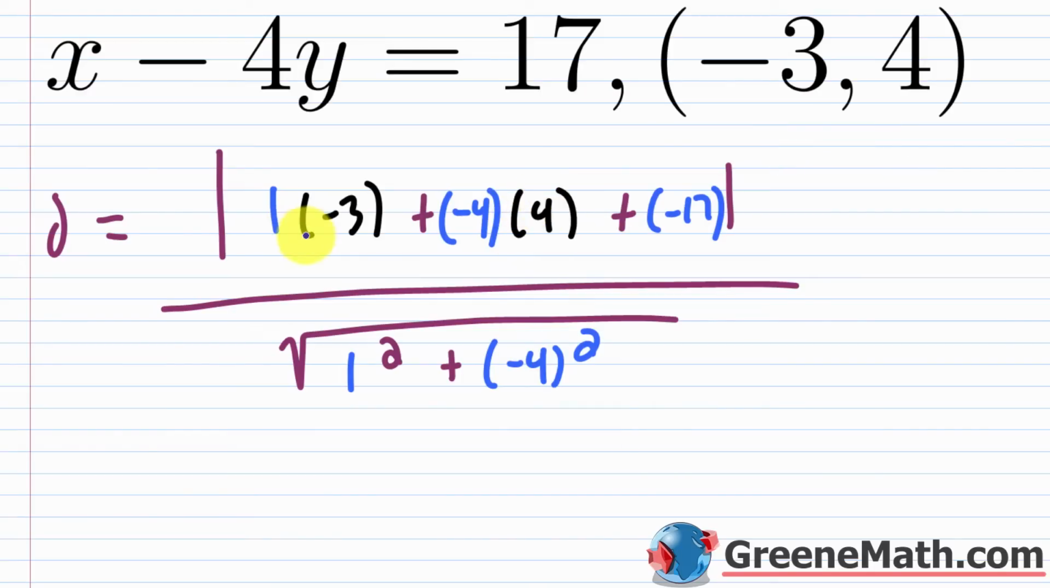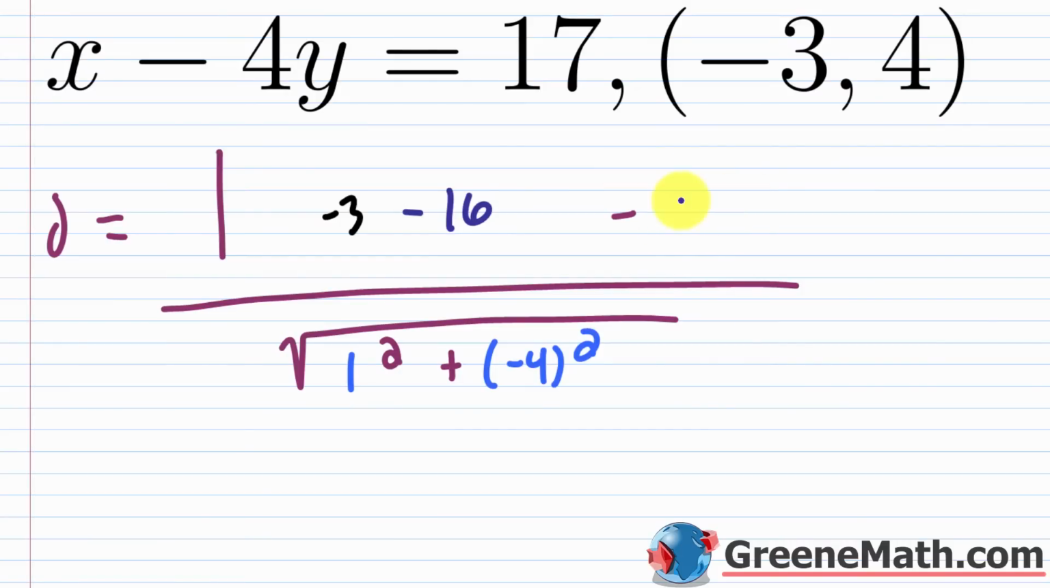So we have 1 times negative 3, that's negative 3. And then negative 4 times 4, that's negative 16. Let's just write minus 16. And then you have plus negative 17. Let's just write minus 17 like that. And so negative 3 minus 16 is negative 19. And then you have negative 19 minus 17. That will give you negative 36. So this is negative 36. Of course, if you take the absolute value of negative 36, you're going to get 36.